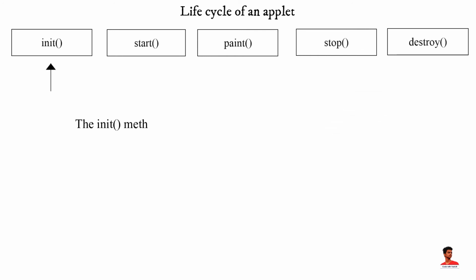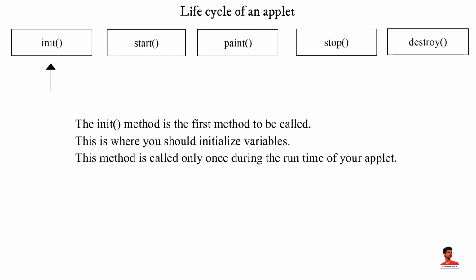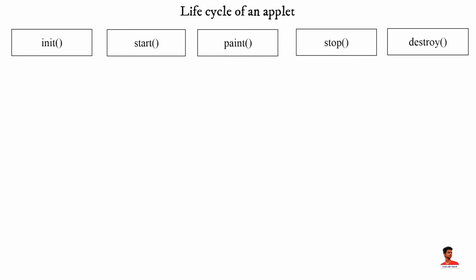The init method is the first method to be called. This is where you should initialize variables. This method is called only once during the runtime of your applet. Init method is called once, that is when the first time an applet is loaded.